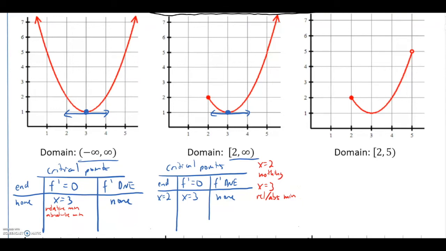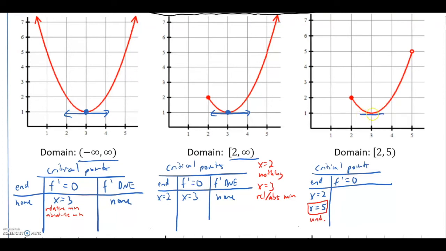And on the next graph, notice we have a domain from 2 to 5, including 2, but not including 5. So our critical points, looking at the ends, now I'm going to put down both ends. I'm going to put down x equals 2 and x equals 5, even though on this one, note, it is not defined, which means if a relative max-min or absolute max-min looks like it would occur there, we actually wouldn't have a max or min then.